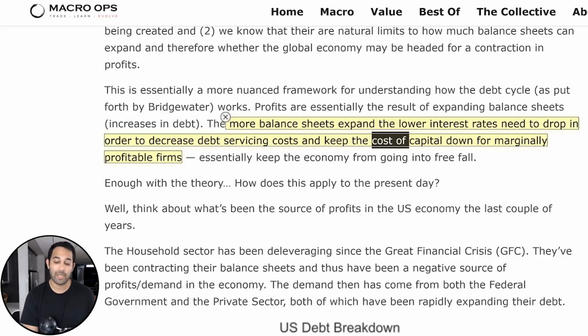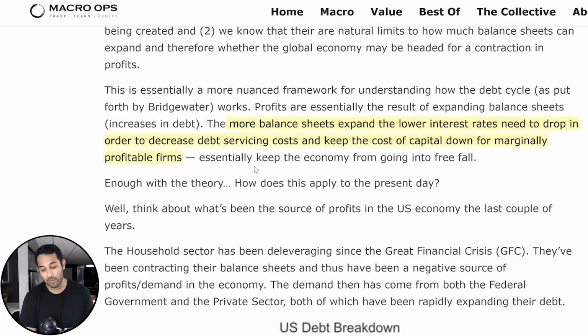So that cost needs to be kept down for the marginally profitable firms, which is a lot of firms. That's why we get all this rot in the economy during expansions. Those costs get too high, well then the economy goes into a free fall. Was that a fun explanation?